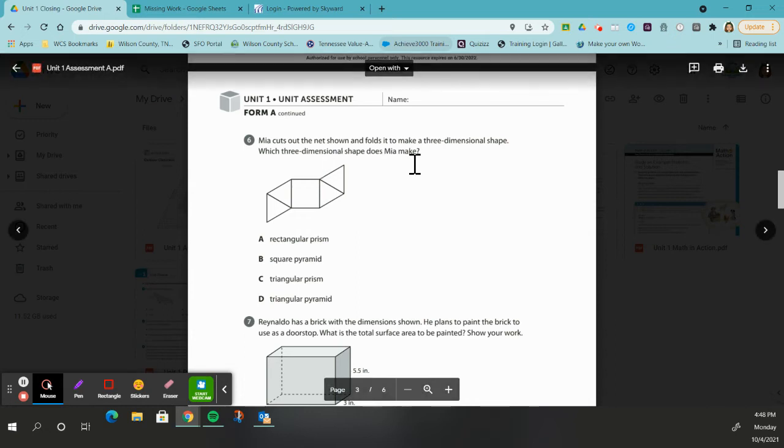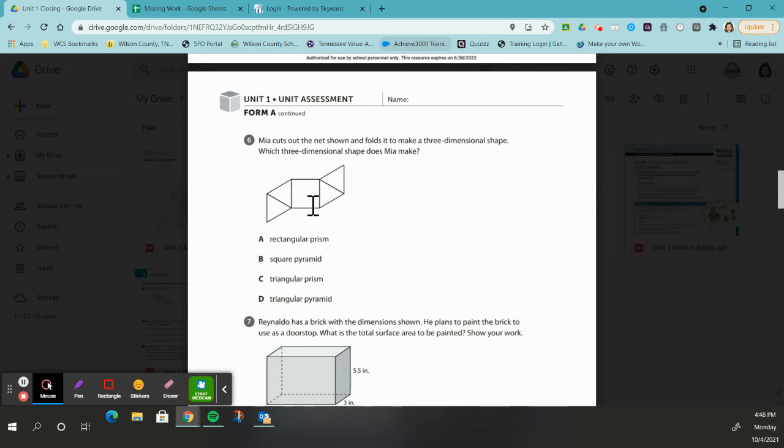Which 3-dimensional shape does Mia make? So we have some triangles and we have a square. If you remember when we were talking about 3-dimensional shapes, we went over all of the nets for the 3-dimensional shapes. We got out 3-dimensional shapes. We messed around with them and opened up their nets to see what they looked like, identified them. We even did another activity during focus time where we took nets and built them in groups and then sorted them. So this is a net. When you fold it, it will make a 3-dimensional shape.